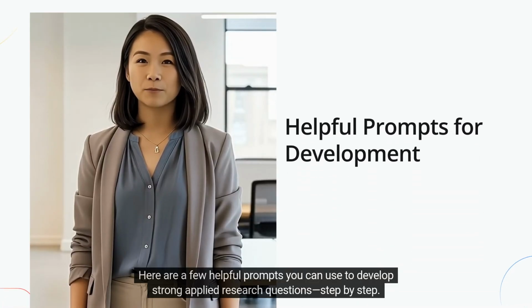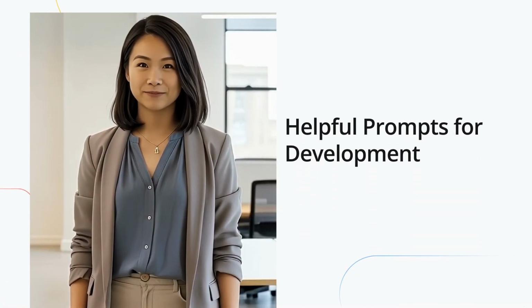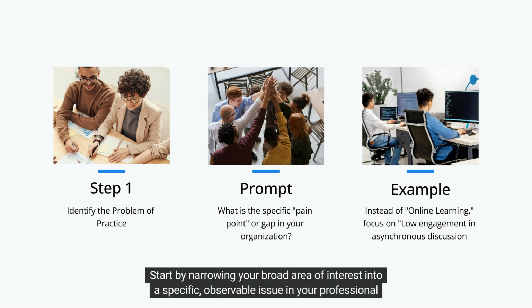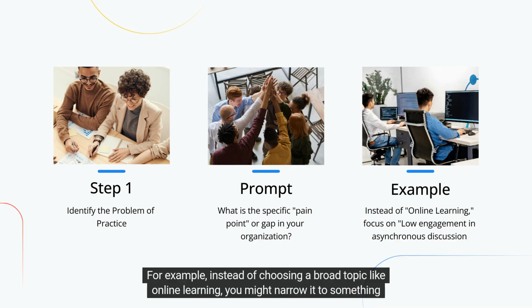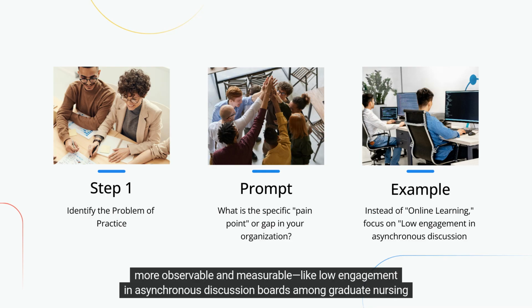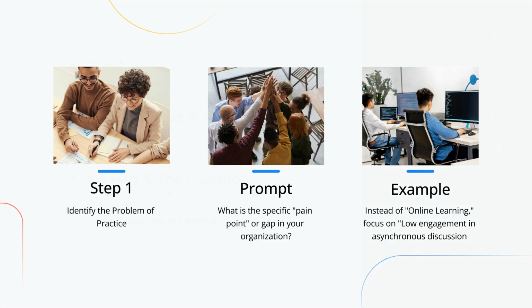Here are a few helpful prompts you can use to develop strong applied research questions step by step. Start by narrowing your broad area of interest into a specific, observable issue in your professional context. A simple prompt to use is, what is the specific pain point or gap in my organization? For example, instead of choosing a broad topic like online learning, you might narrow it to something more observable and measurable, like low engagement in asynchronous discussion boards among graduate nursing students.